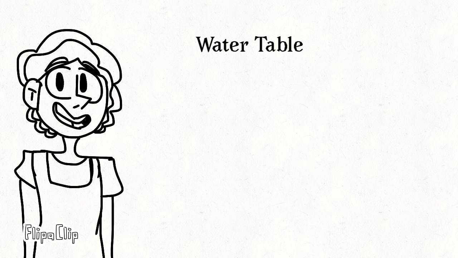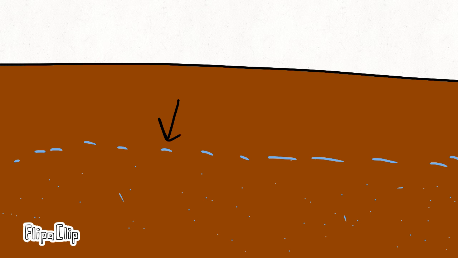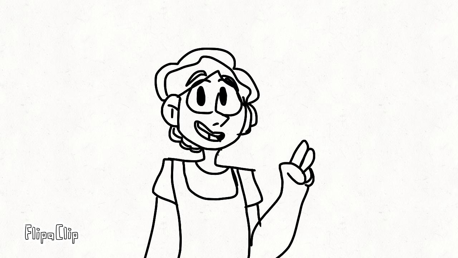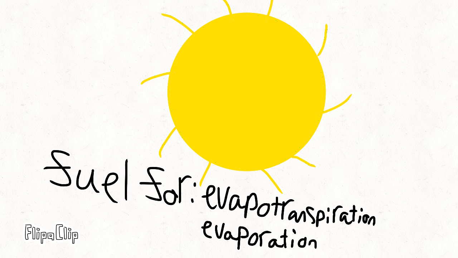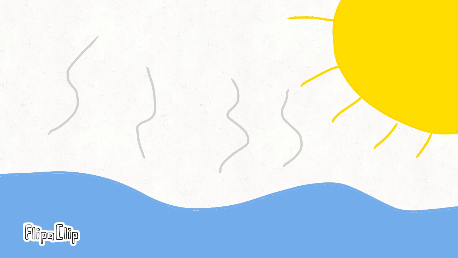Only 3 more, starting with the water table. The water table is the highest point of the saturated zone, or top of the underground lake. Now, the last 2. First, I'll describe the role of the sun in this entire cycle. It acts as fuel for evapotranspiration and evaporation to rise. It heats up surface water, causing it to rise.